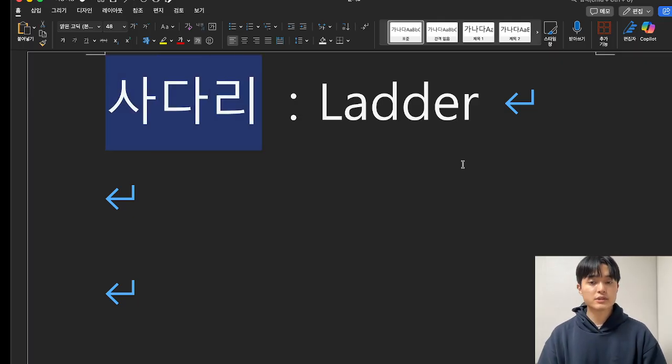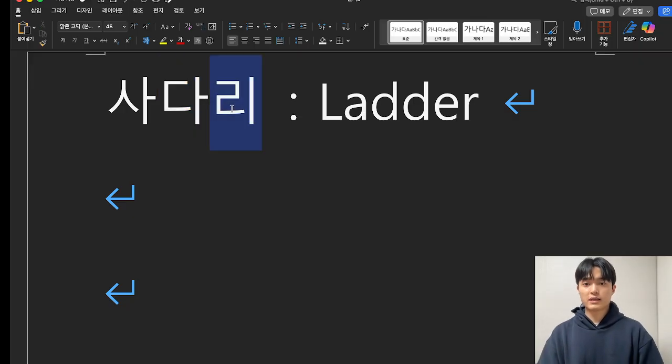Now we can pronounce this word because in one syllable, we know the consonant and also the vowel. How do we pronounce this consonant? This is s, right? And this vowel is a, right? So when you pronounce this, it is pronounced sa. And this is d, and this is also a. So when you pronounce this syllable, it'll be ta.